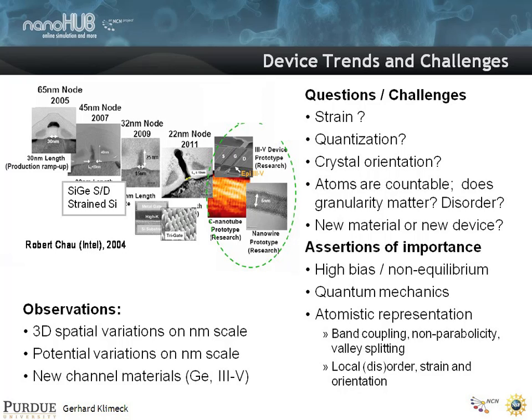I also assert that you need to have an atomic or atomistic representation, that effective mass models really go out the window because they're a continuum representation of matter. And you need to deal with band coupling, non-parabolicity, valley splitting, and you do need to worry about local disorder, strain, and orientation. All of these elements I'm going to try to highlight in the next few days in these lectures. So I give you a flavor of why this is important and how you might observe these effects.